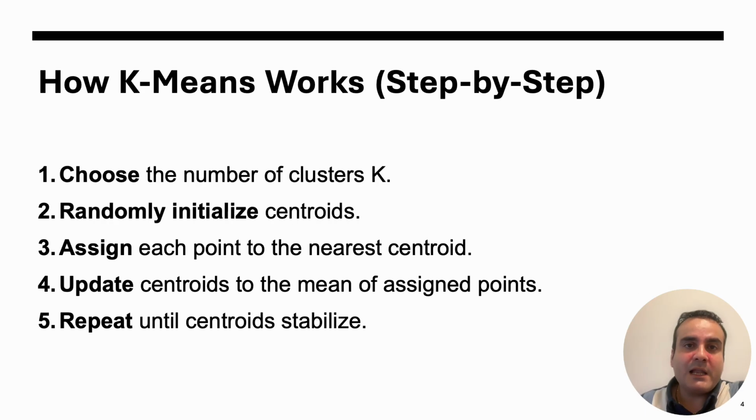The k-means algorithm works through an iterative cycle. First, we choose the number of clusters, k. We randomly place k centroids. Then each data point is assigned to the nearest centroid. Centroids are then updated to the average position of their points. This process repeats until the centroids no longer move, meaning the clusters are stable.